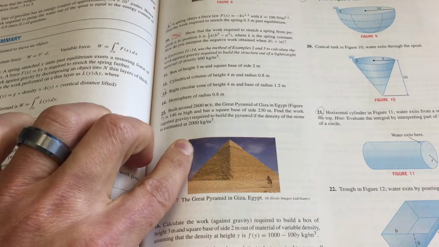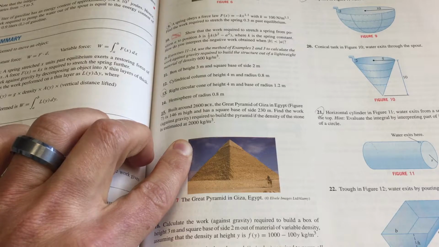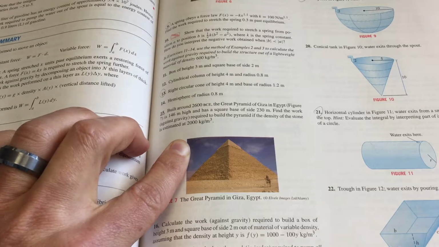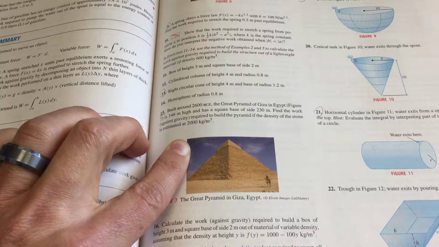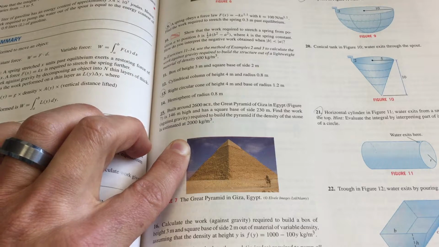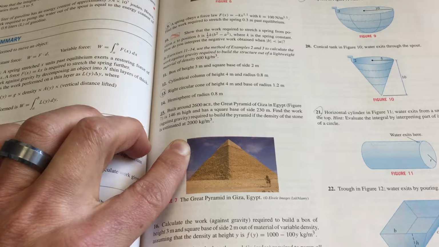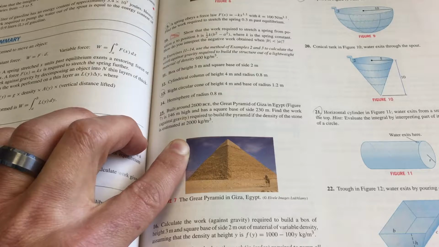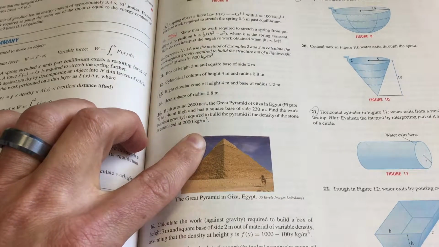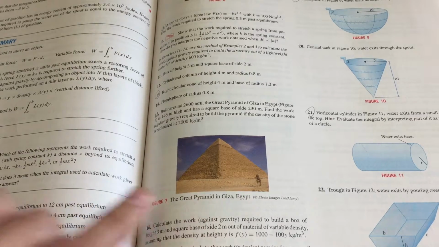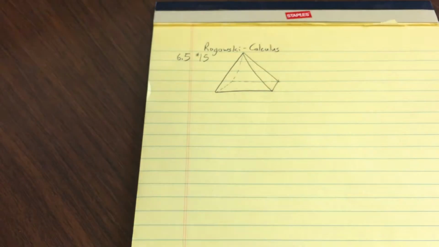Built around 2600 BCE, the Great Pyramid of Giza in Egypt is 146 meters high and has a square base of side 230 meters. Find the work against gravity required to build the pyramid if the density of the stone is estimated at 2,000 kilograms per cubic meter. So that's what we have. Let's see if we can keep those facts straight.